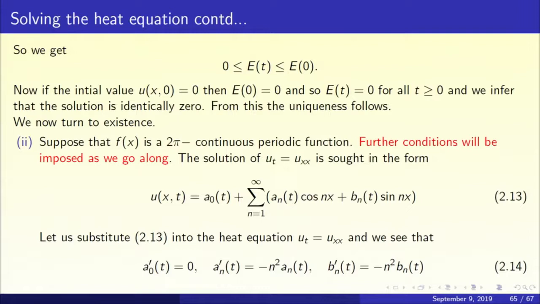So now suppose that the initial value were 0. Suppose u of x, 0 is 0, then E of 0 will be 0. Then it will follow that E of t is 0 for all times. But E is an integral of u squared. So if E is 0, then the integrand has to be 0. In other words, u of x, t has to be identically 0, right?